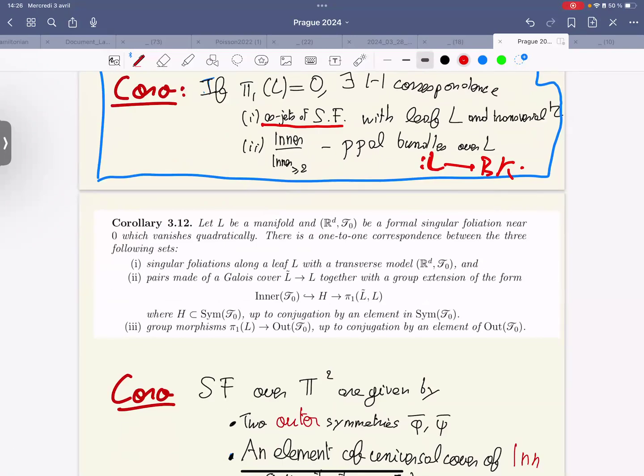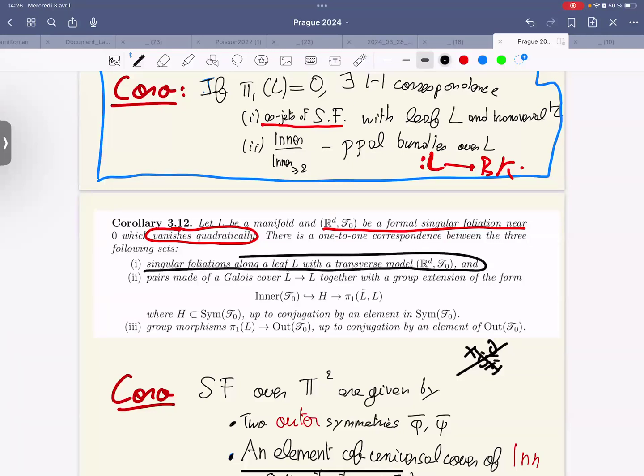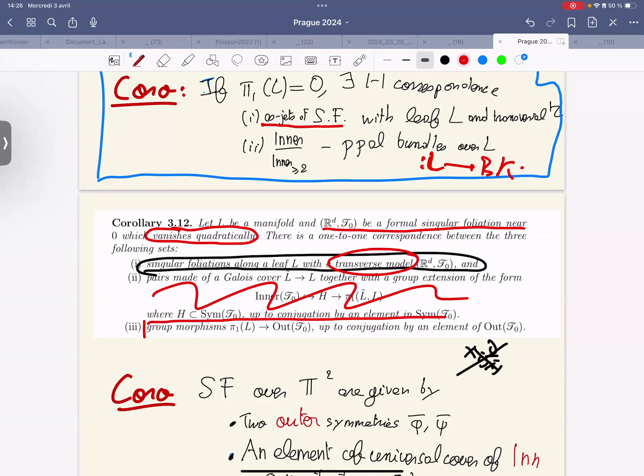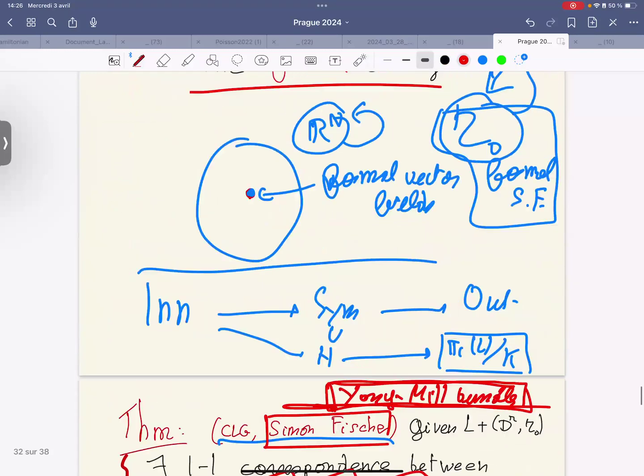Second particular case, it's when you have a transverse model which vanishes quadratically. So the transverse model is made of vector fields that have no linear part. Then a singular foliation around this leaf with this transverse model is the same thing as group homomorphisms, up to conjugation, which is unnatural, from the fundamental group of L to the outer automorphisms of the transversal.